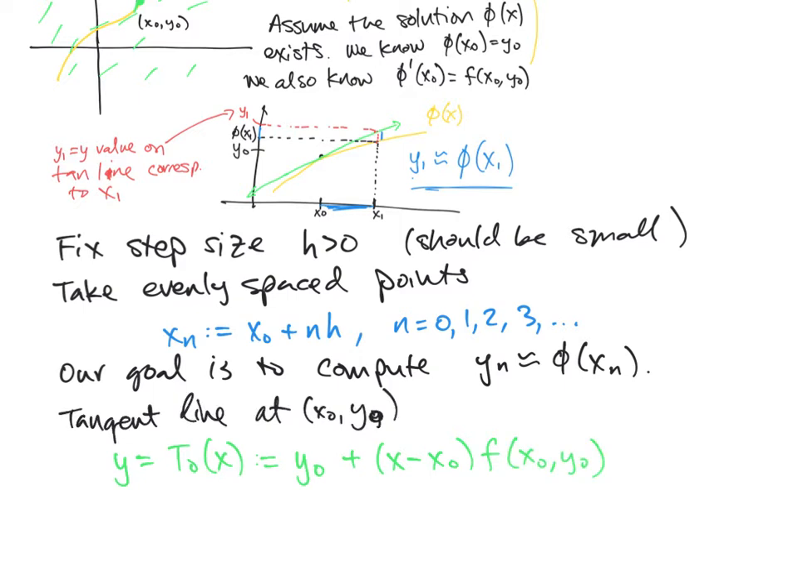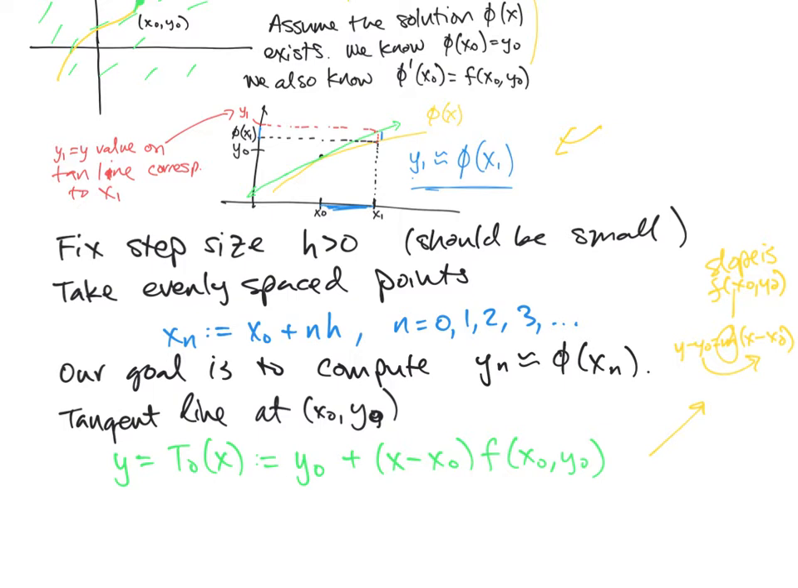Okay, so this is in the form y minus y naught equals m times x minus x naught, right? And the slope is f at x naught, y naught. And then, of course, I just moved the y naught over. So that's how we got the green equation. So this is the first tangent line. This is the tangent line that we drew up in this graph here, the green line.